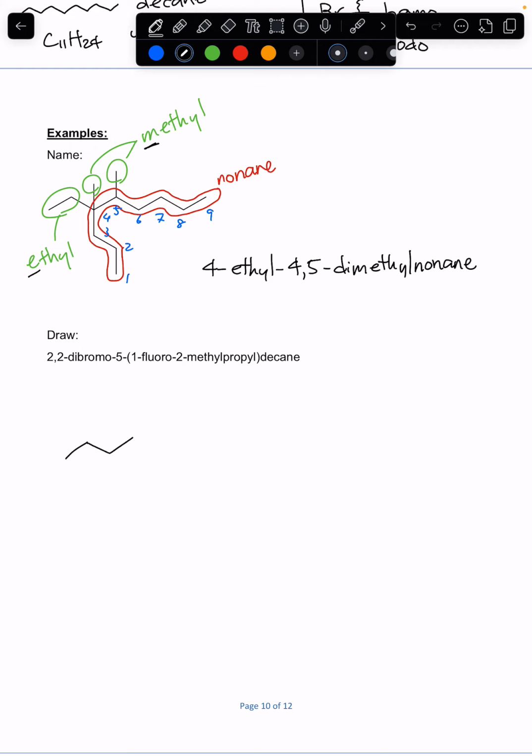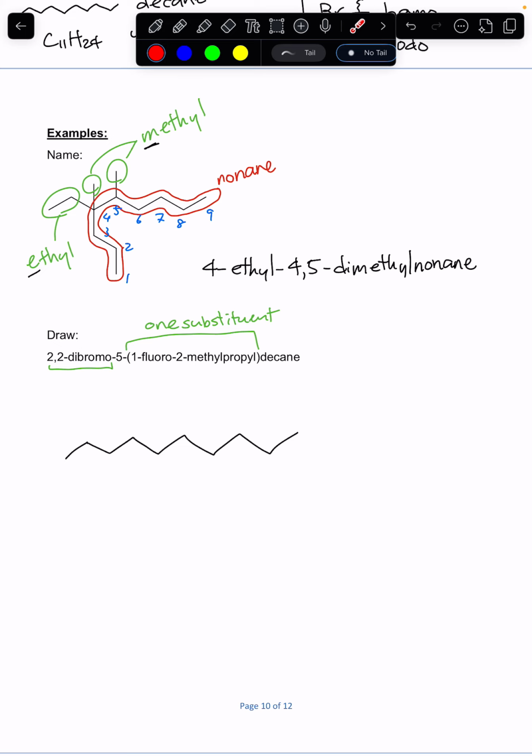1, 2, 3, 4, 5, 6, 7, 8, 9, 10. That's a decane. And we have a total of 2 substituents here and a 3rd substituent here. This is like 1 substituent, and that's why it's in parentheses, because this single substituent has 2 substituents in it. So this propyl substituent has 2 substituents on it, so that's why it's got that complex parentheses bit.